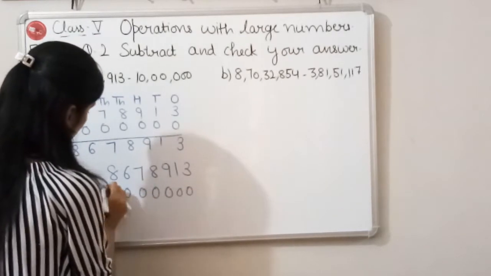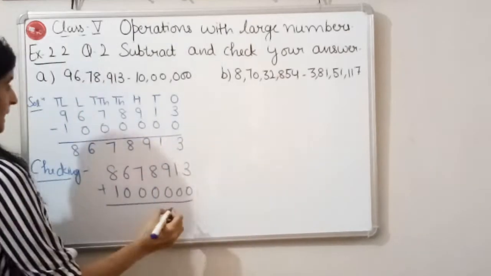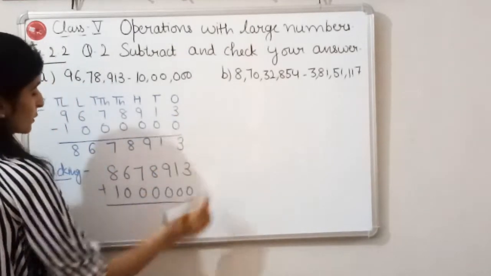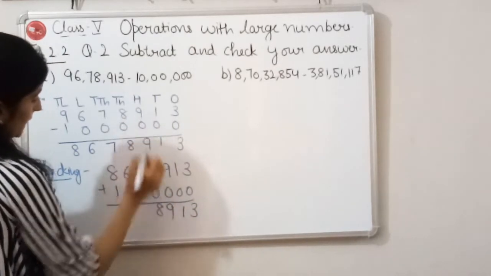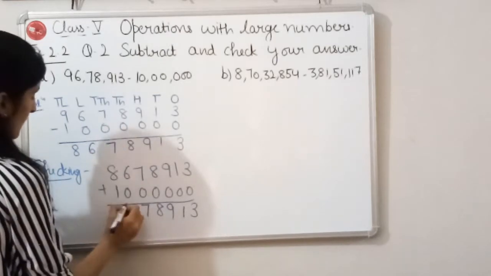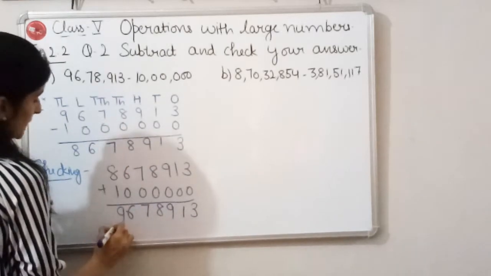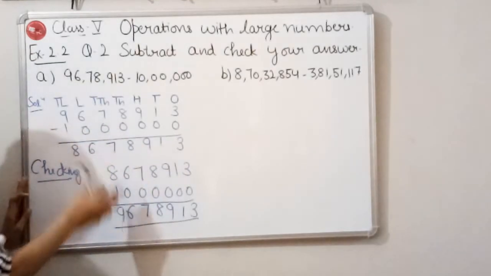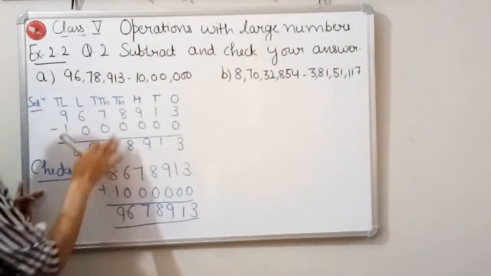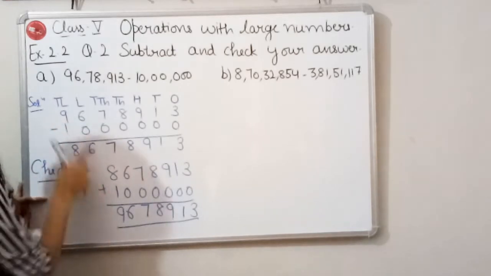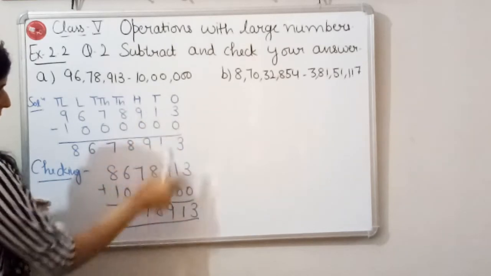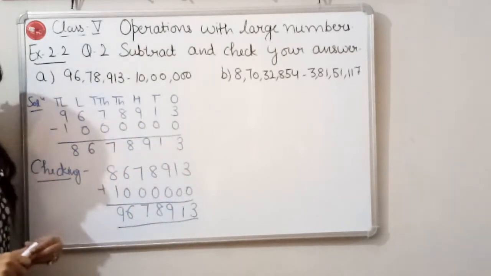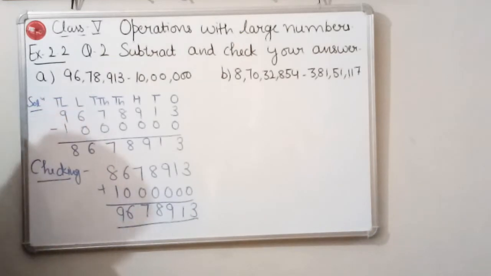So children, let us start comparing. 3, here also it's 3, 1, 9, 8, 7, 6 and then 9. You can compare this sum with this minuend. 9, 6, 7, 8, 9, 1, 3. It means we have got the minuend, so our answer is correct. Now let's move to B part.